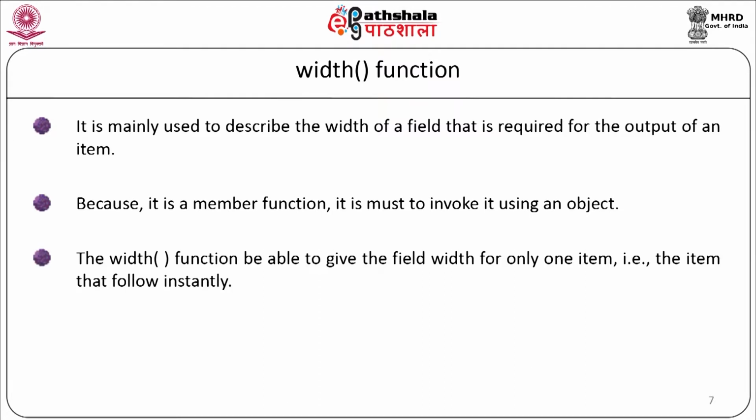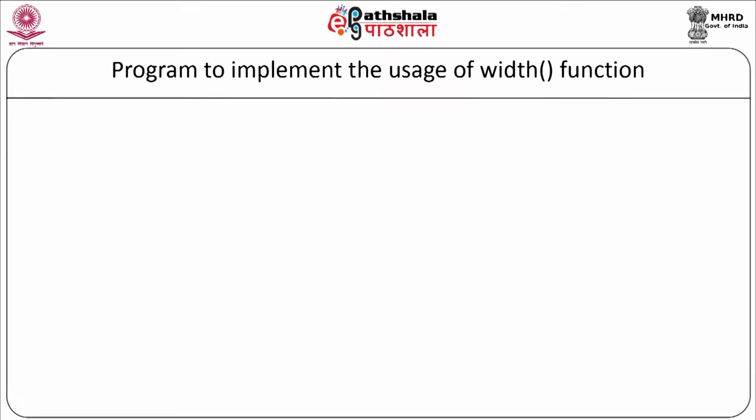The width function can give the field width for only one item, that is, the item that follows immediately. The syntax is cout.width(W), where W is the field width, that is, the number of columns. Now let's see a program to implement the usage of the width function.